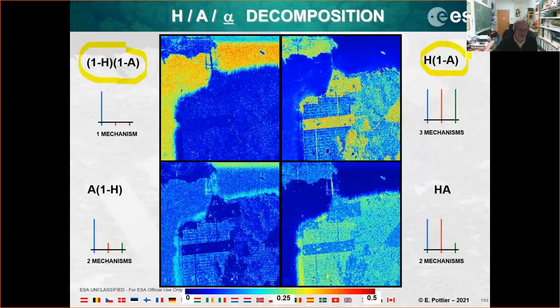And this combination is very useful if you want to make some vegetation detection. It works perfectly if I want to make some forest detection or forest non-forest discrimination. This combination is very, very powerful. And you can see that I detect all the pixels where I have a volume scattering mechanism, and I can even detect all the trees along the boulevard. Okay, so this is very nice.